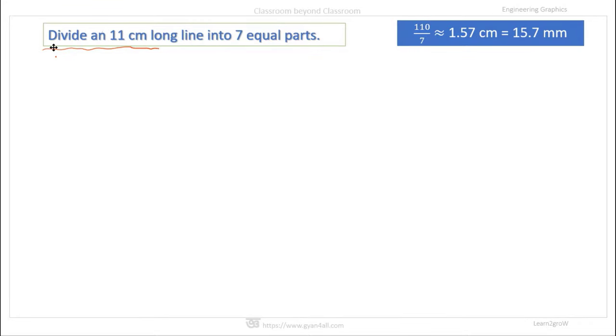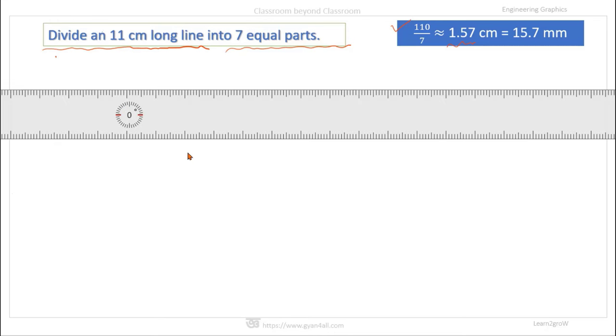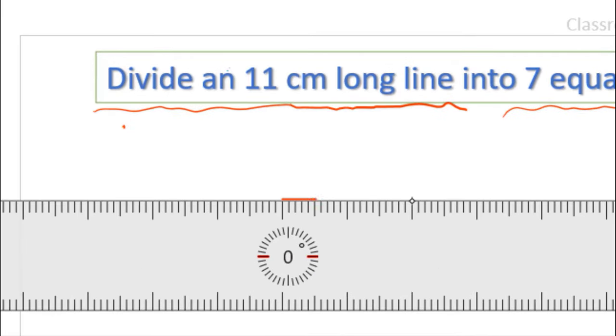So the line is 11 centimeter long and we have to divide it into 7 equal parts. Now if we divide 11 centimeter or 110 millimeter by 7, then we get the figure 1.57 centimeter, and that is equal to 15.7 millimeter. By using a ruler, it is very difficult to divide 15.7 millimeter. This is a centimeter millimeter ruler. From the scale we can see 15 millimeter, then it is equal to 15.7 or so.